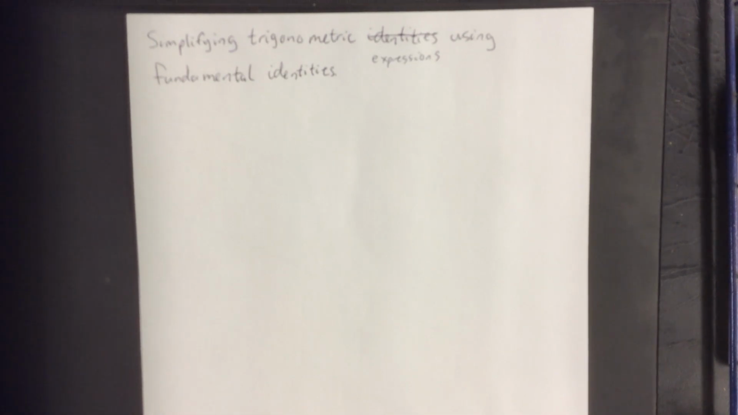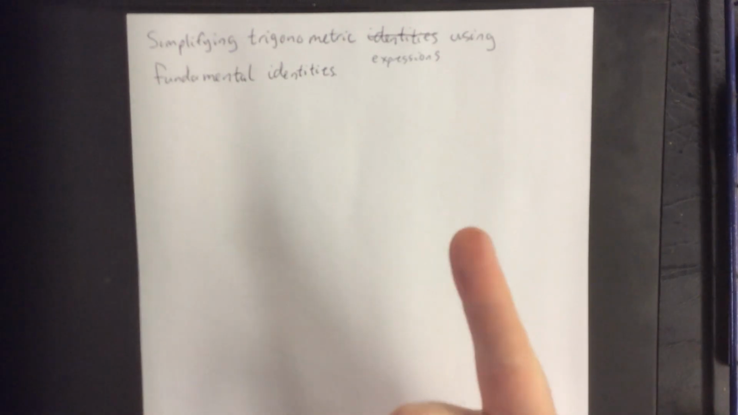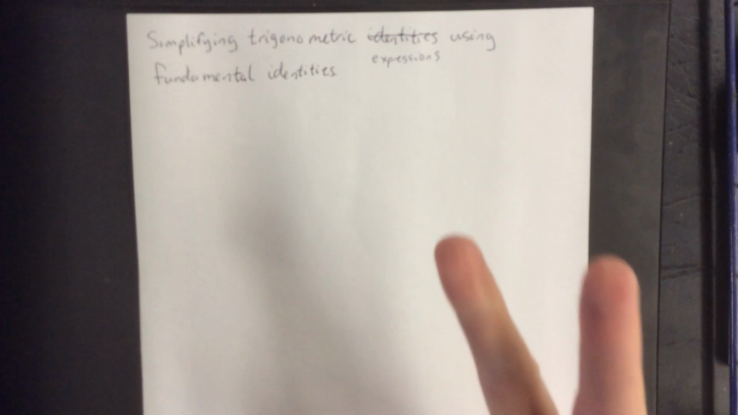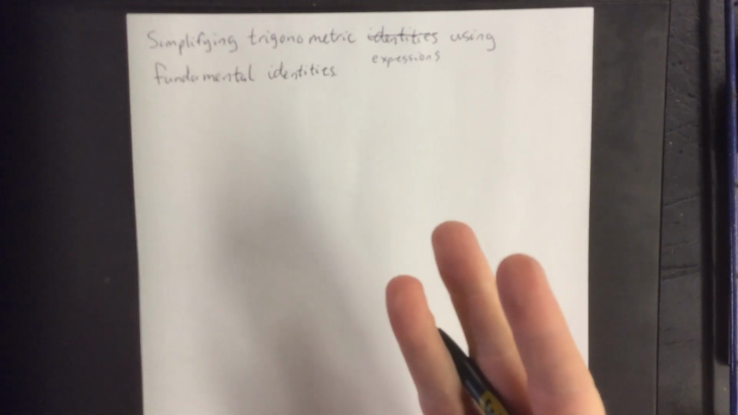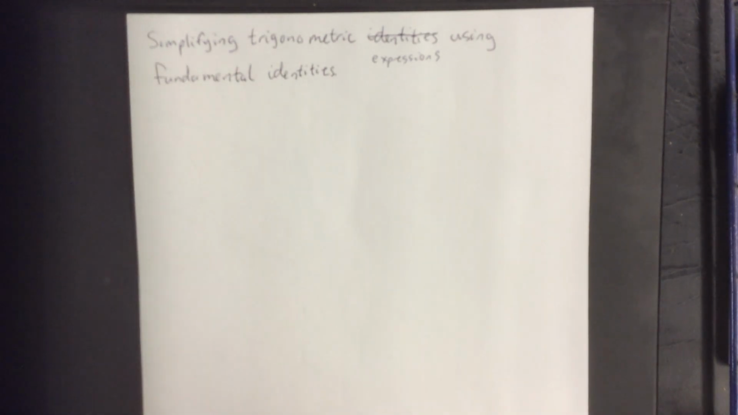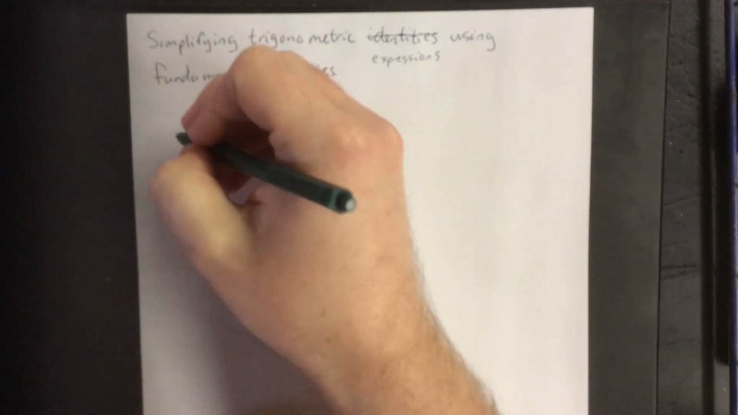So we have the four different kinds of identities. We have the quotient identity, the reciprocal identities, the Pythagorean identities, and the cofunction identities. So let's talk about how to actually use them.